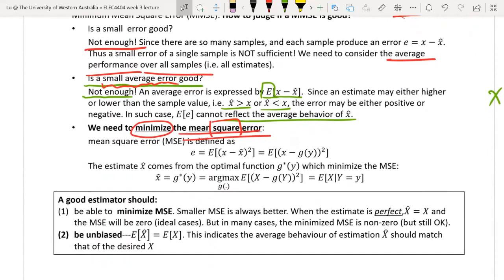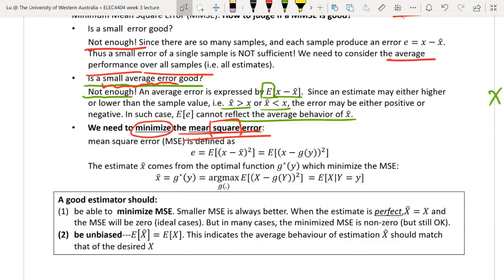Before moving on to the next slide, let's quickly summarize another important point. How do we say an estimate is good or not? Of course, the one which can minimize the mean square error is the most important thing. Another two points you need to notice: first of all, a good estimator should be able to minimize the mean square error. A smaller mean square error is always better. When the estimate is perfect, so the estimation is exactly the same as the true value of x, then the mean square error will be 0. But this is too ideal, so in most cases, this is an impossible mission. But we should try our best to minimize the mean square error, of course.